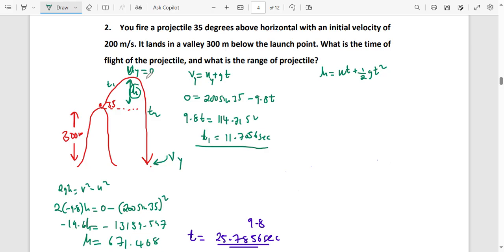So therefore, the total height from the very top here to the very bottom here, you add. So to this 671, add the 300. And that's the height that we want to use. So where there is h, we are going to put, sorry, not 300, but the sum of 300 and the 671. That is going to give us 971.408. I'm not attaching a negative on this one.